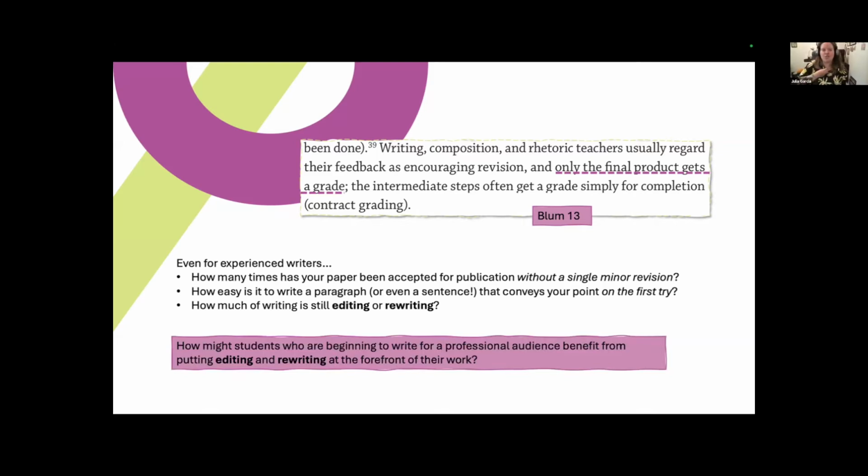So I wanted us to think how my students who are beginning to write for a professional audience, who are not learning those skills yet, can benefit from putting editing and rewriting at the forefront of their work. And I think that has to do with grading. They have to be graded in a way that teaches them to value those things.